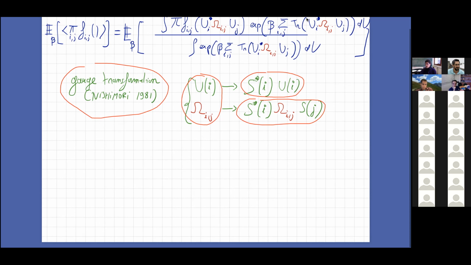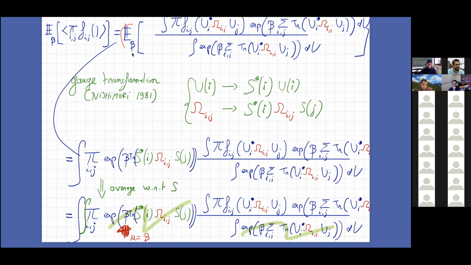And the result of this is what? After this change of variable, the numerator here doesn't move. So this is preserved. This is preserved. This is preserved. The only thing which moves is what is hidden here in the law of the disorder. So the change of variable does affect the weight which chooses the random matrices omega_ij. And now the key observation is that you can average with respect to the gauge transformation you use. So you can average out with respect to the product of Haar measure on each of these vertices i. And by averaging out, this kills the denominator here.